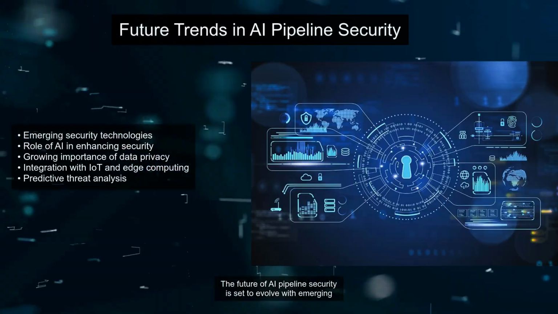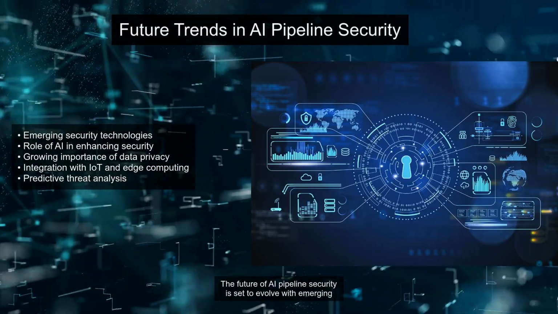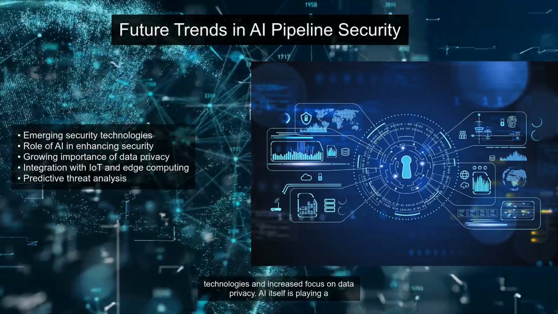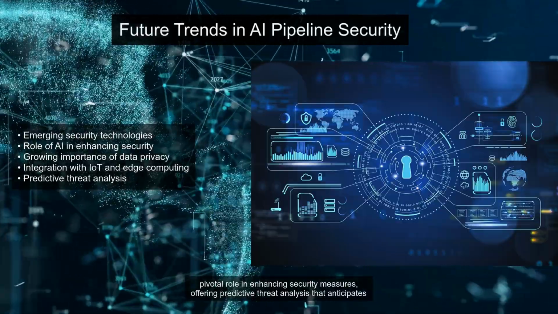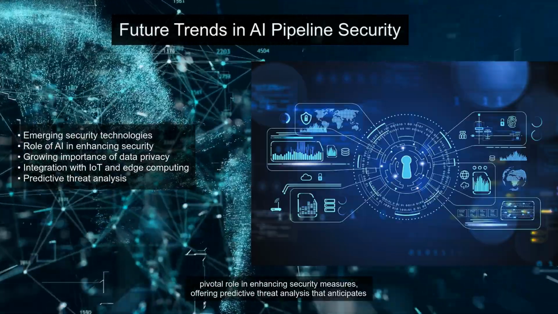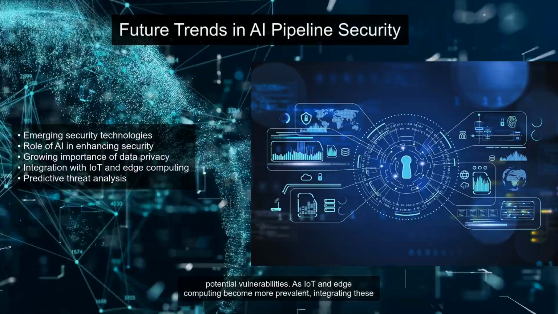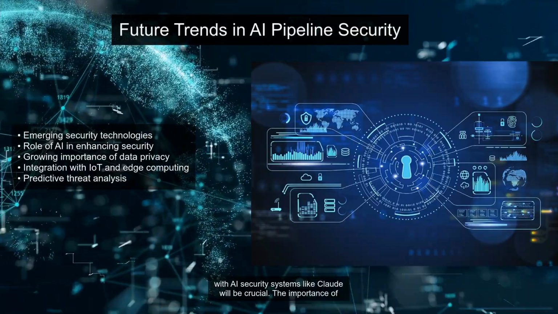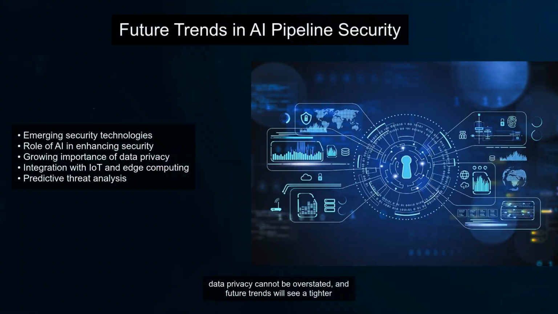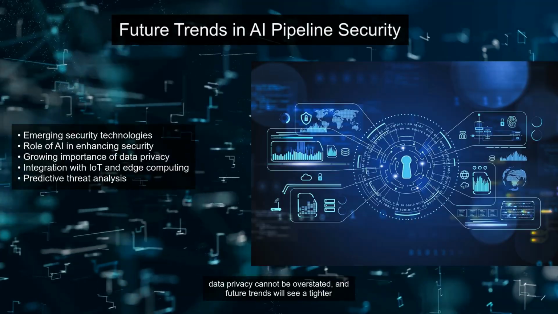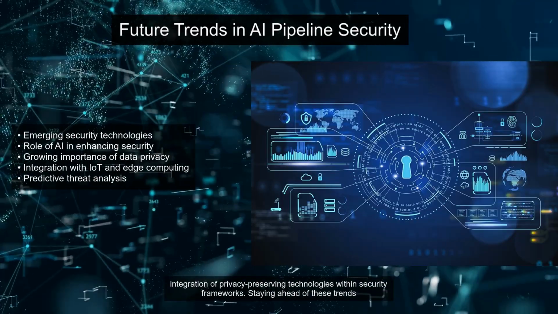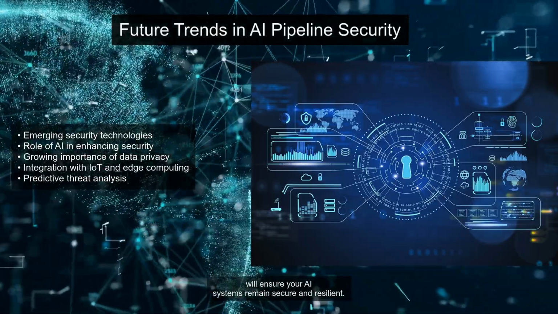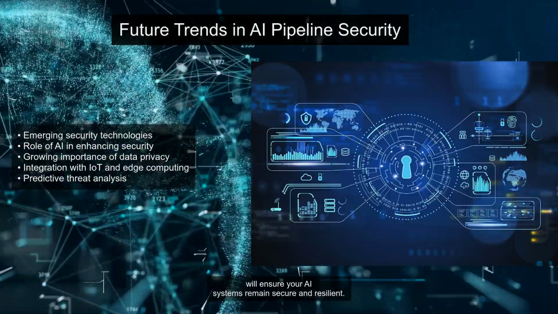The future of AI pipeline security is set to evolve with emerging technologies and increased focus on data privacy. AI itself is playing a pivotal role in enhancing security measures, offering predictive threat analysis that anticipates potential vulnerabilities. As IoT and edge computing become more prevalent, integrating these with AI security systems like Claude will be crucial. The importance of data privacy cannot be overstated, and future trends will see a tighter integration of privacy-preserving technologies within security frameworks. Staying ahead of these trends will ensure your AI systems remain secure and resilient.